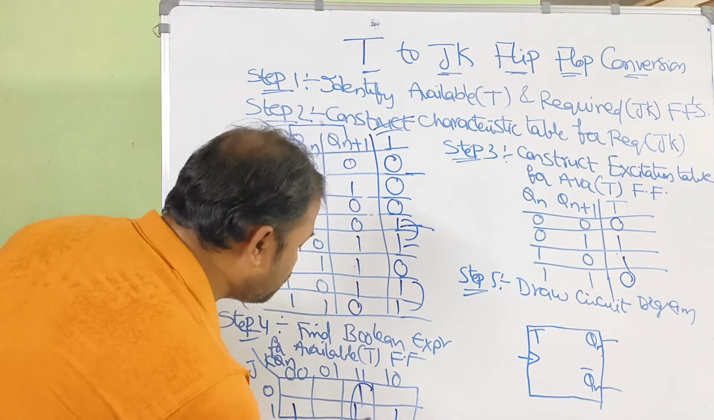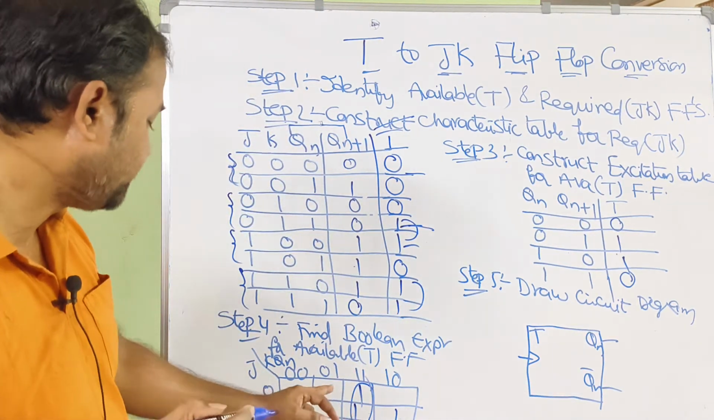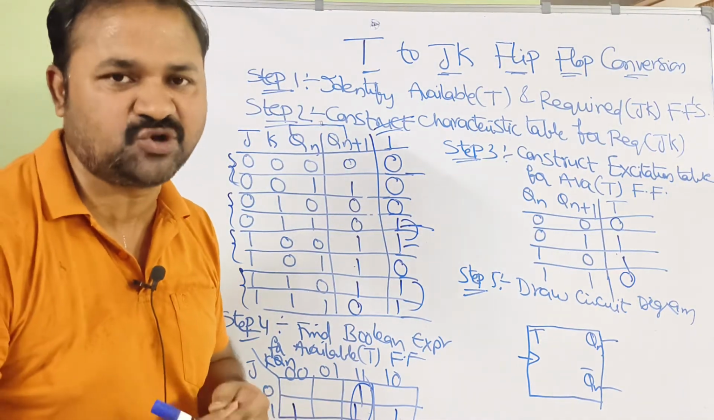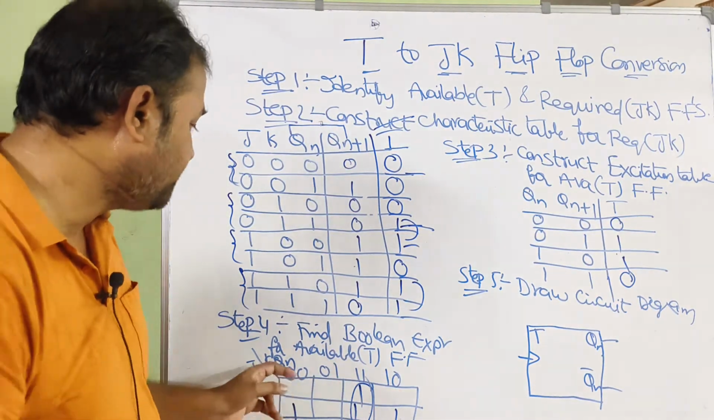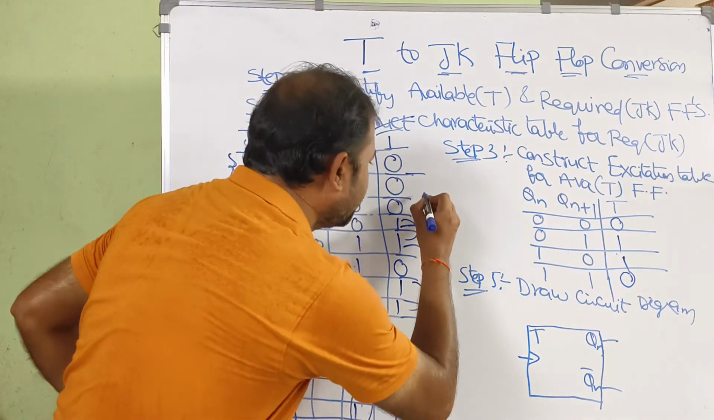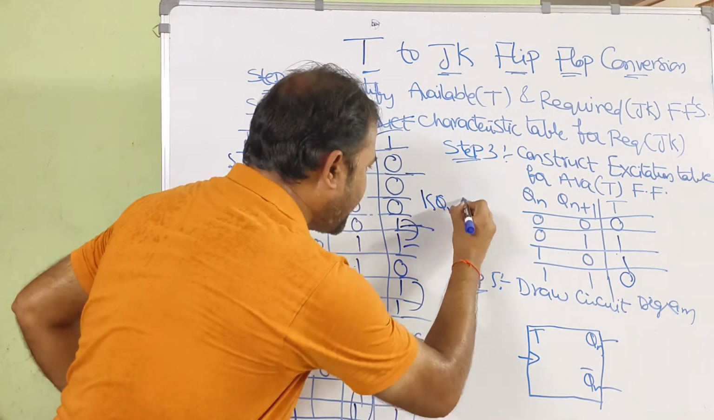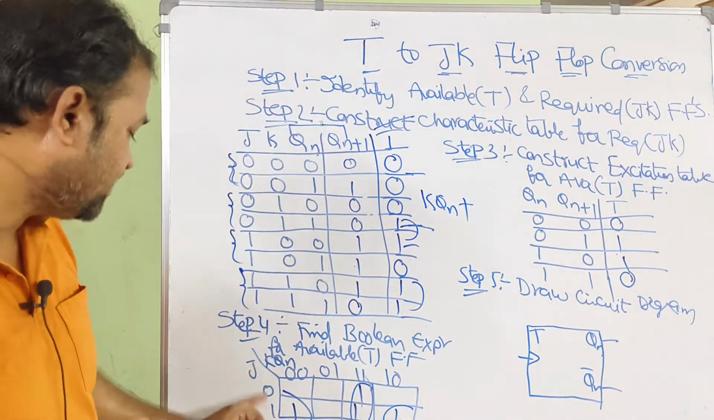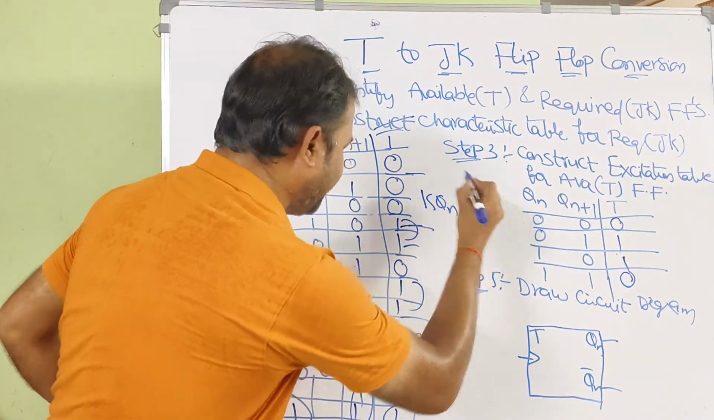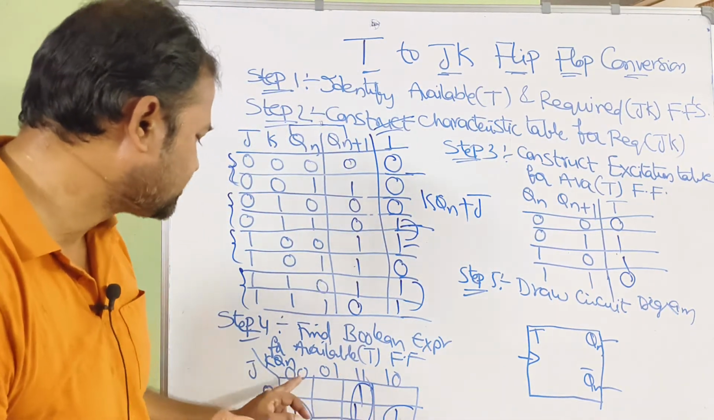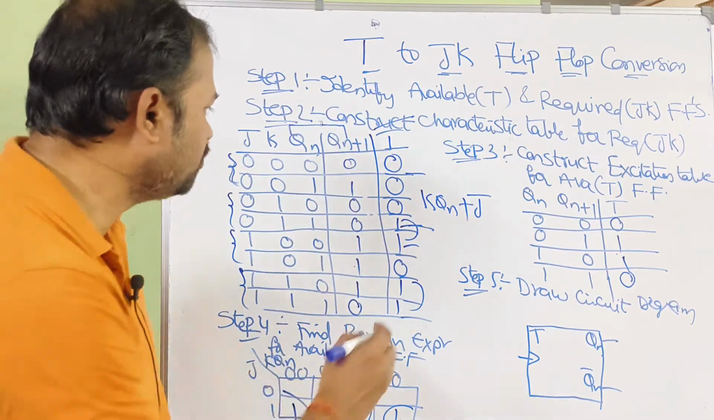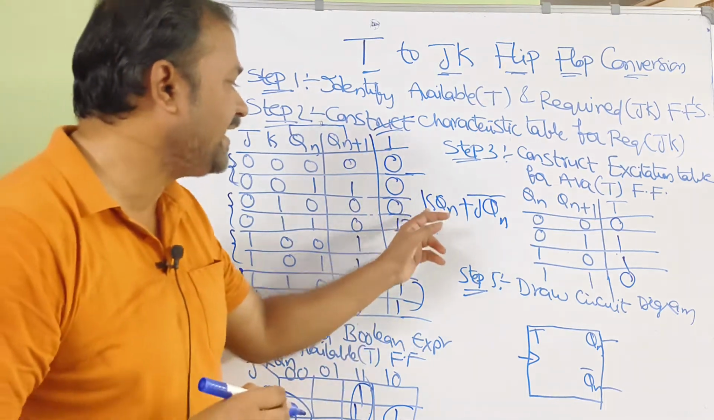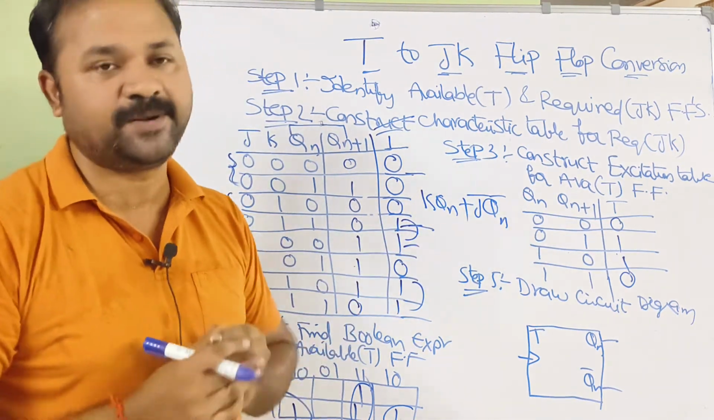We can combine these 2 cells as a group. So what is the expression? T equals, here J value is changing, so there is no need to consider J. Whereas 1 1, so K Qn, plus we can combine these two cells as a group. Here J value is 1, so J, 0 0 1 0, the second 0 is common. So what is the second 0? Qn bar. So this is the expression for T: K Qn plus J Qn bar.